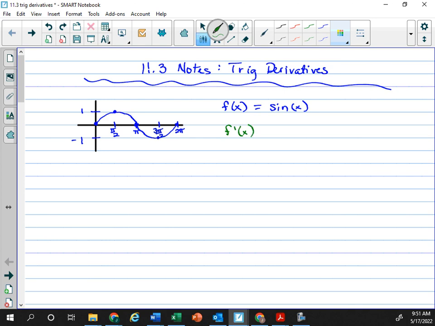Okay, I want you to try to sketch f prime of x based on the graph you were given. So think about what maxes and minimums tell you about your derivative, increasing, decreasing, all that stuff. Can you sketch f prime?